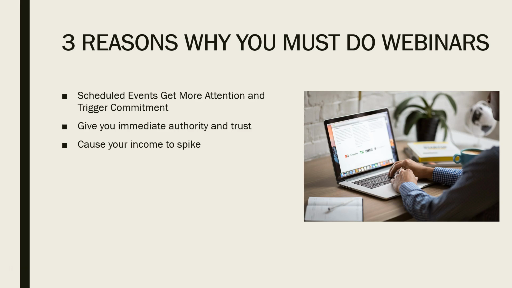The other part, and the final part, is it causes your income to spike, because you can sell high-ticket items, okay, items that are $297 or more. And here's why: you're giving them a lot of value and a lot of time. And if people see that you are giving them value, and they see that you are giving them something of high premium and quality, they will pay. People will pay a price for premium.